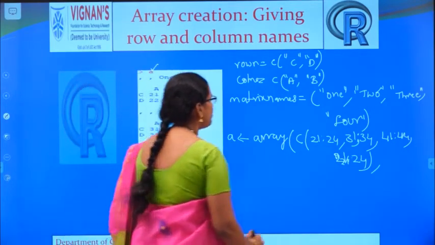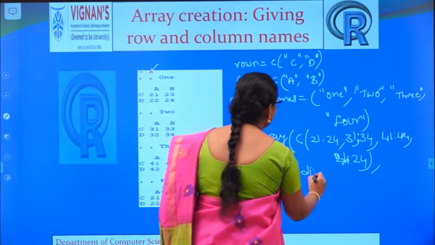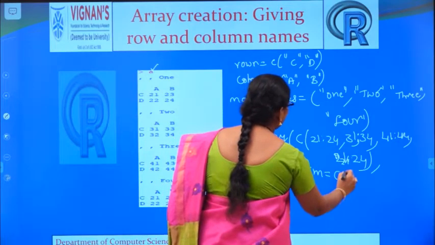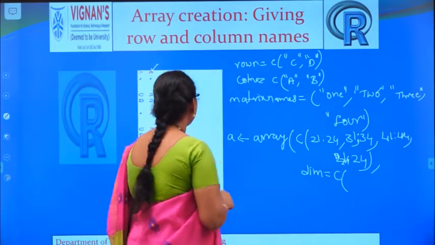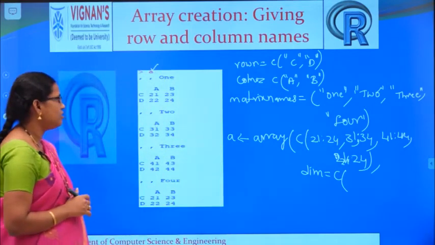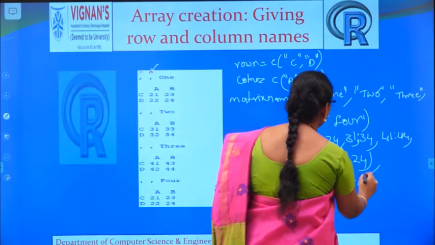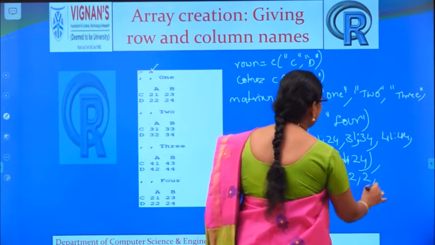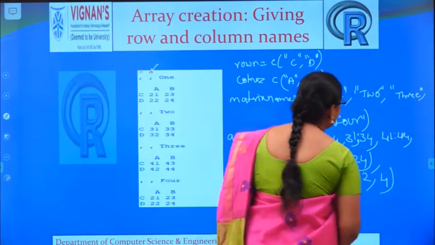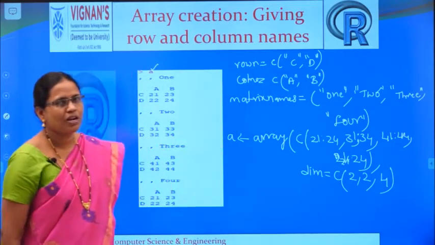We need to specify the dimensions. So dimensions is equal to C of. What are the dimensions for each matrix? The dimensions for each matrix is 2 by 2, so we will write 2 comma 2. And then there are 4 matrices, we will write 4. So 2 comma 2, 4.